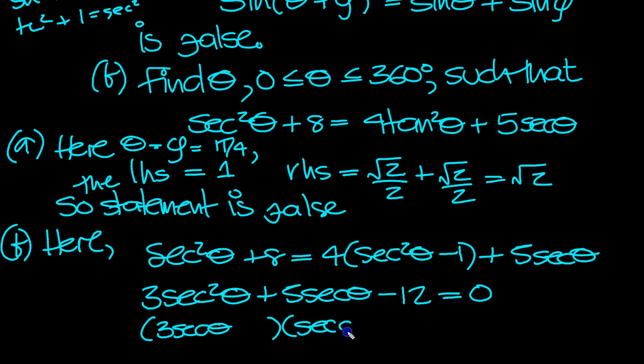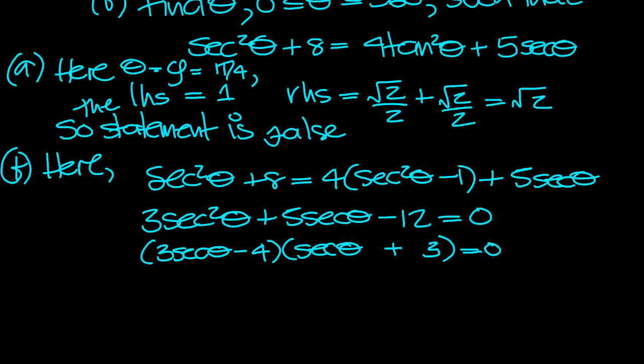So here, let's factorize then. It's 3 sec and sec, has to be. Now what's it going to be? 6 2's? No, 4 3's? Yeah, 4 3's, because 3 3's are 9, and 4 1's are 4, which 9 minus 4 is 5. This needs to be a plus, this needs to be a minus.